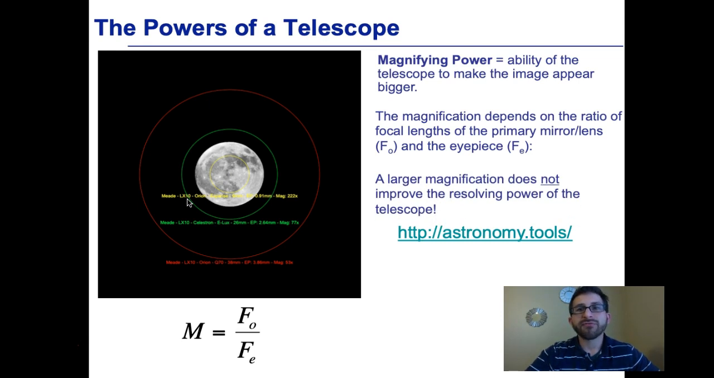The larger magnification does not improve resolving power. So this is important as well. Resolving power, which we're getting to in a later slide, is the ability to see a highly detailed picture. Just because you're zoomed in does not mean you're going to see a highly detailed picture. And this gets a lot of people in trouble when purchasing a telescope, because they'll buy a very small telescope with a very high magnification, and all you end up with is zooming in on a really blurry image.